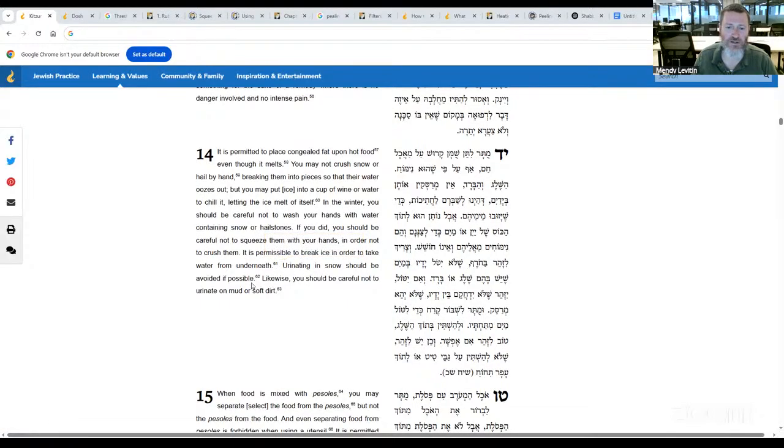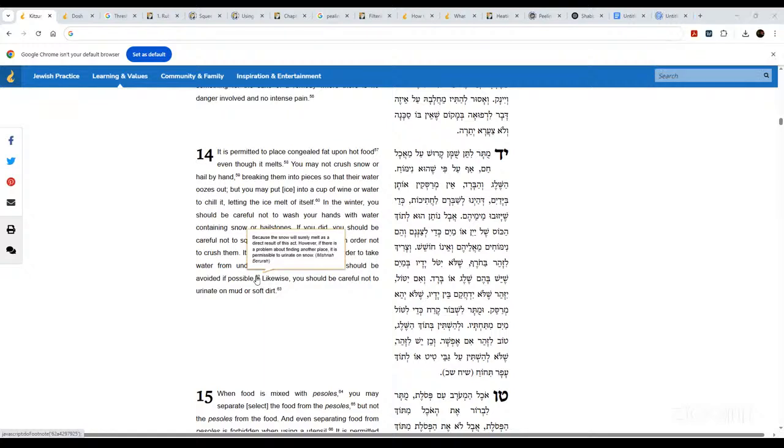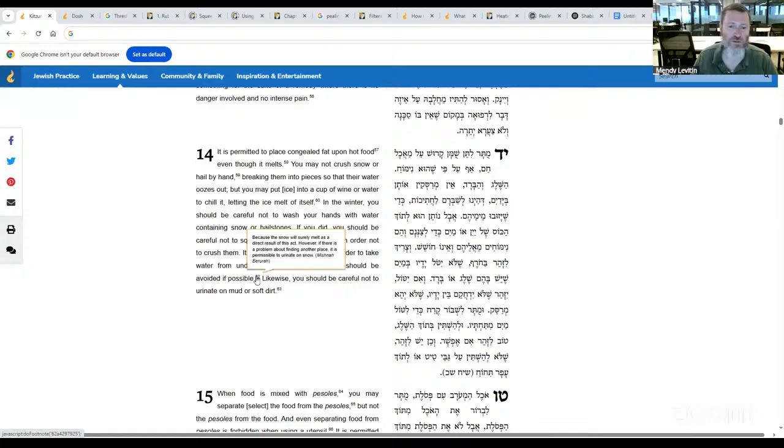Urinating in snow should be avoided if possible, because the snow will surely melt as a direct result of this act. But I've been in a scenario where someone was in pain waiting for someone to open the bathroom. However, if there is a problem finding another place, it is permissible to urinate in the snow, the Mishnah Brura says.